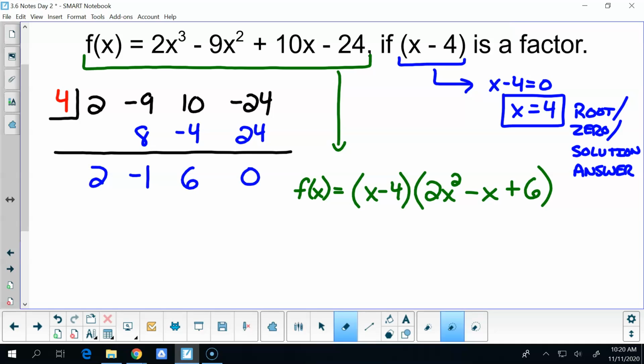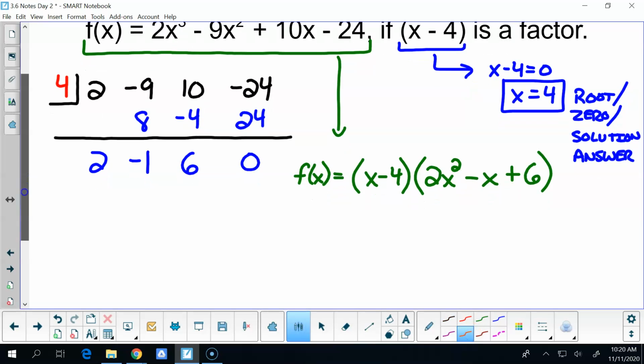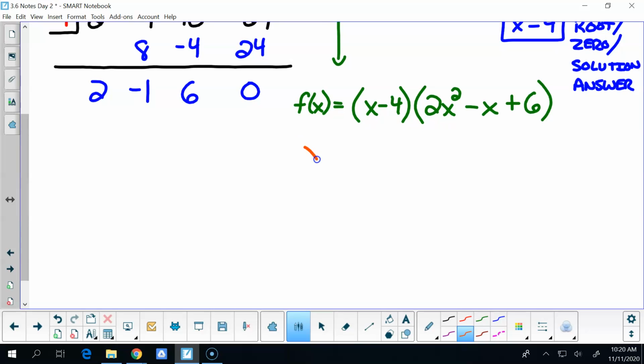So then we can use the quadratic equation. We can say here then that x minus 4 equals 0, so x equals 4. That's the one that we already found. Then 2x squared minus x plus 6 equals 0. Why don't you guys use the quadratic formula on that and see what we get for an answer.